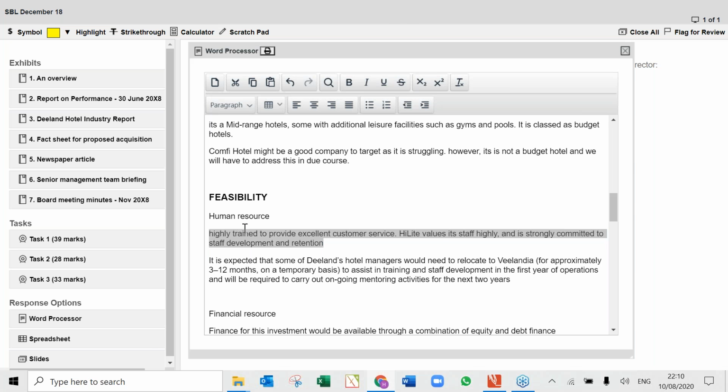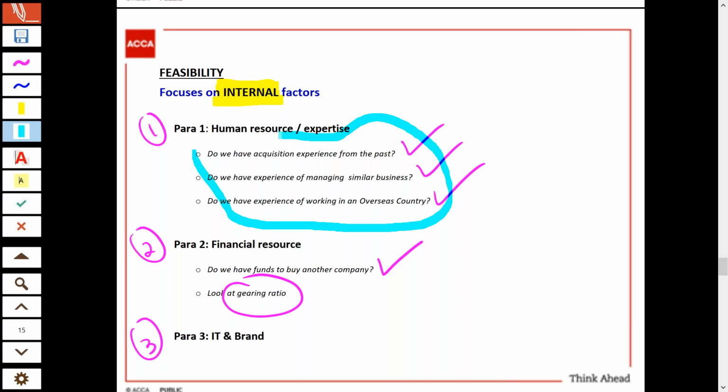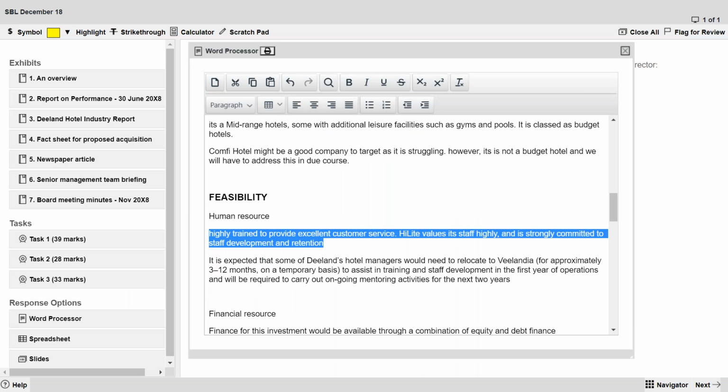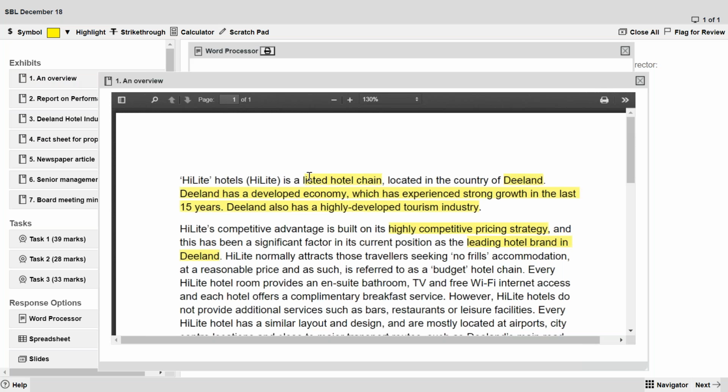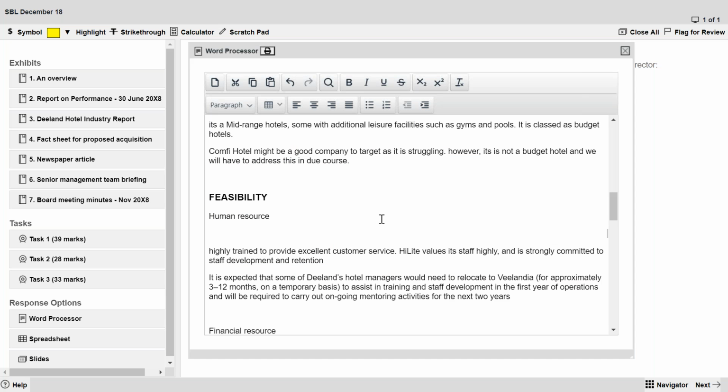First of all, you remember the 3 paragraphs we talked about here. Remember this? Do we have acquisition experience from the past? No. It was mentioned somewhere that it has grown significantly operating and we have grown organically. We have never acquired something. So we will say that the first comment is we have grown organically so far and hence do not have any experience of acquisition in the past. 1 point done.